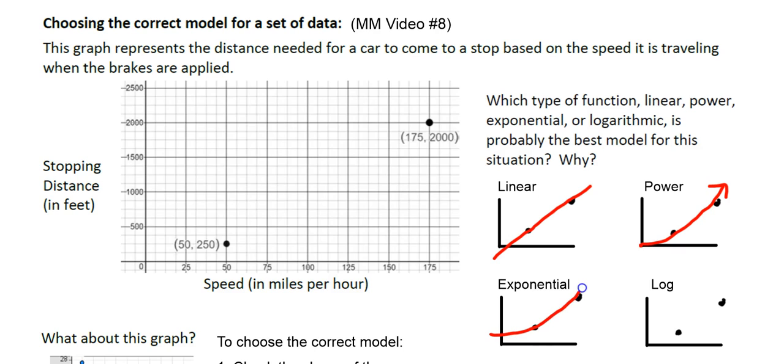Exponential does not go through 0, 0. It would go through the y-axis a little bit higher. That means when the car is going 0 miles per hour, it would have to have some stopping distance. That does not make sense.